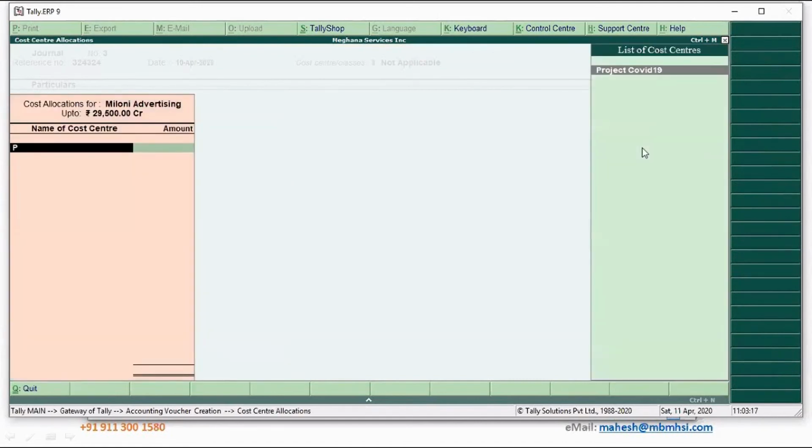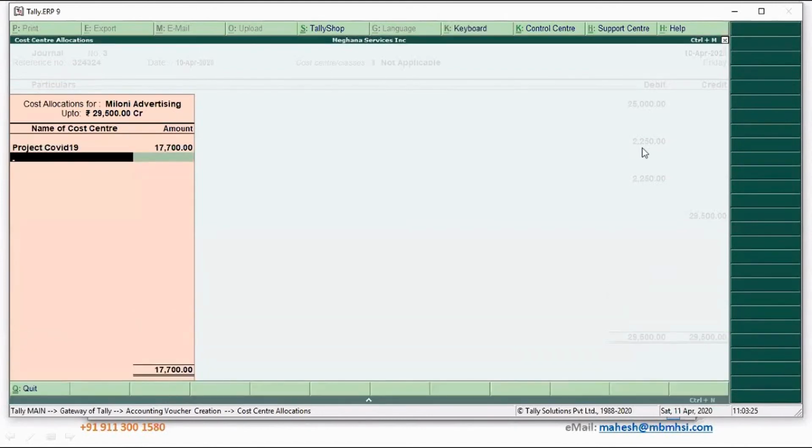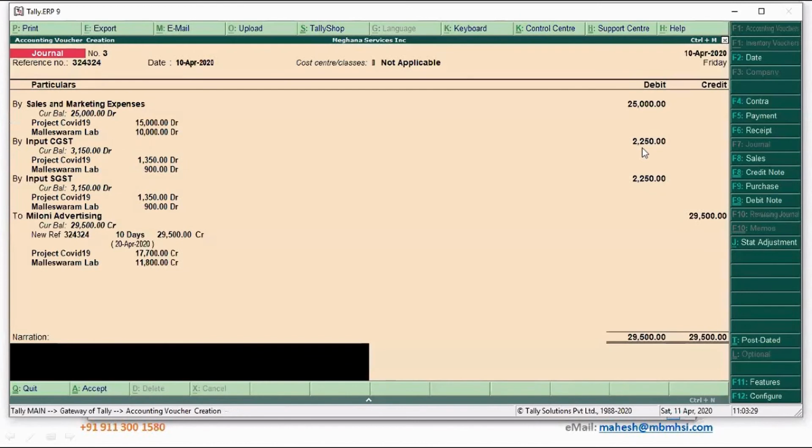So I'm saying project COVID-19, 29,500 divided by 5 into 3 is 17,700. Then Malleshwaram is 11,800. Like this, I only update the numbers, because at the top I have told it as not applicable. I want to apportion everything manually.